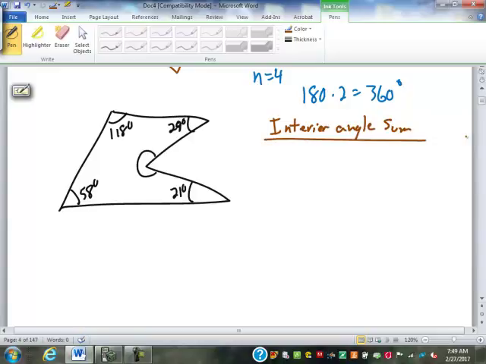The first thing you got to find is the interior angle sum. How many angles are there here? 5. So n equals 5, which means we're going to do 180 times 3, right? 5 minus 2 is 3. So it's got to be 540 degrees to get around this.